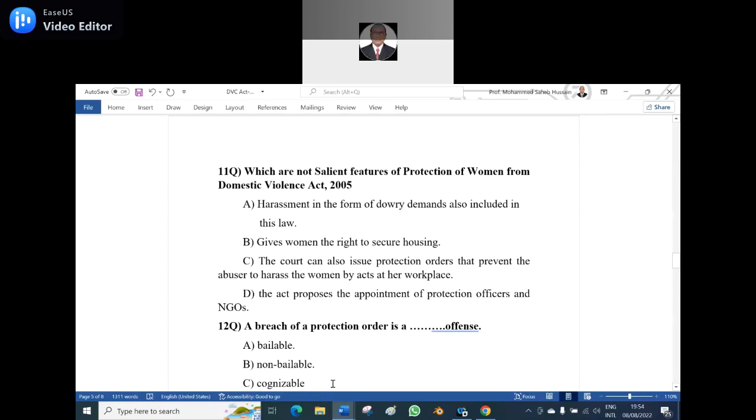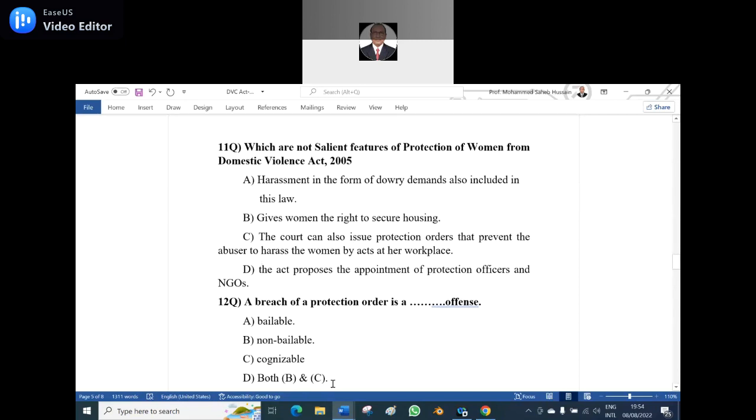Now, the 12th question: a breach of a protection order is a dash offense. Option A, bailable. Option B, non-bailable. Option C, cognizable. Option D, both B and C. Option D is the right answer.